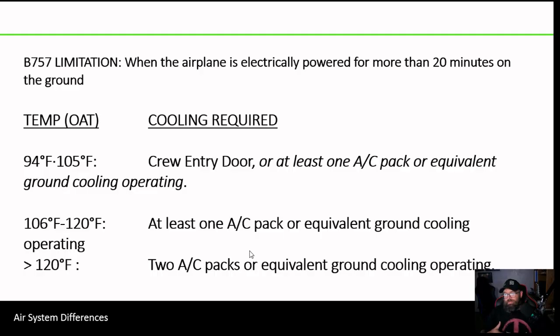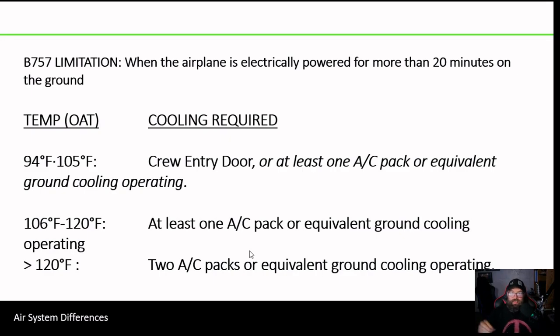But if you have to operate at greater than 120 degrees Fahrenheit, if you're electrically powered on the ground for 20 minutes or more, you are required to have two AC packs running on the ground or equivalent ground cooling. And what that does is allow enough air to go through your equipment cooling section to be able to cool things to where they won't overheat and won't break. Okay? Now, this is all if you're electrically powered for more than 20 minutes on the ground.